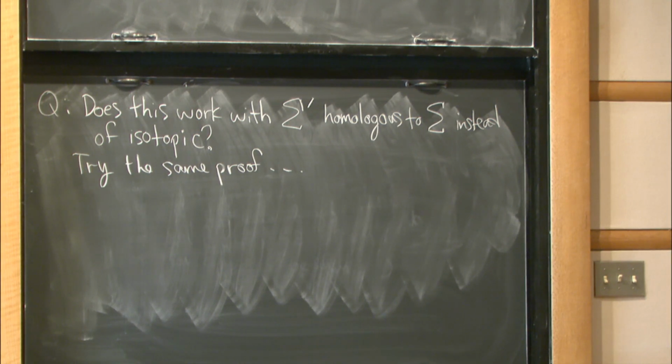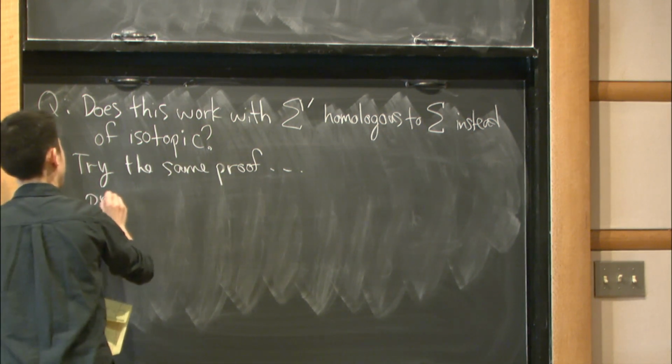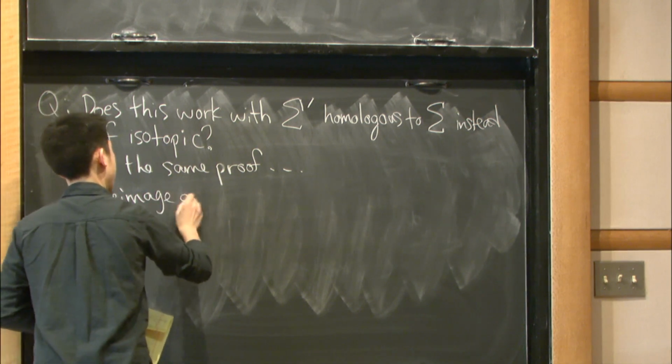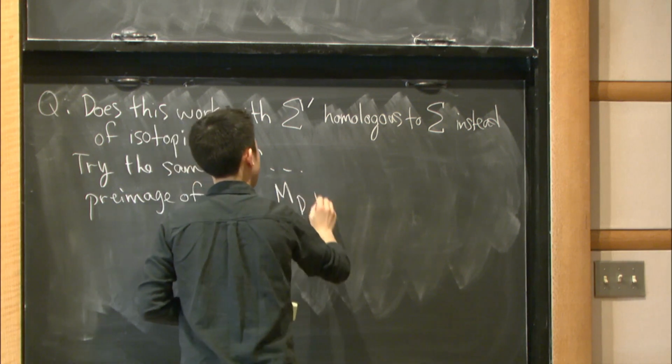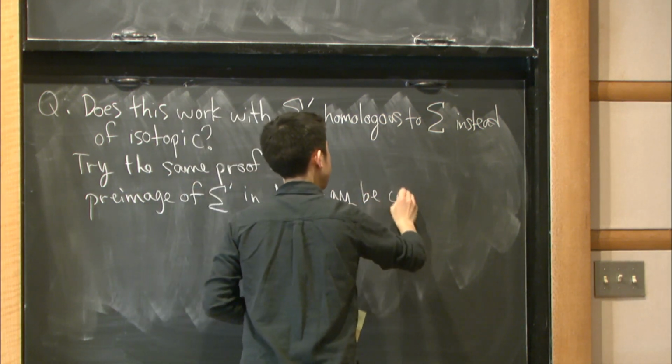By adding the boundary of sort of a very long rectangle strip. Then, when we try to take the cover, the preimage of sigma prime is going to be connected. So it's going to look like we have all these connections. Now my picture is going to look terrible, but so the problem is the preimage of sigma prime in MD may be connected.